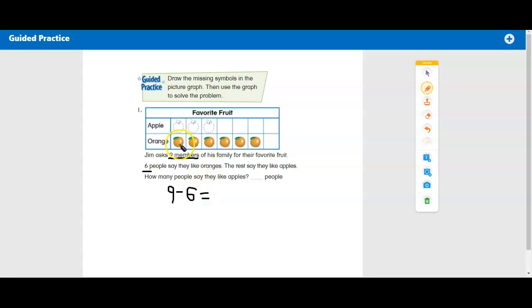In our picture graph, we can see the 6 family members who chose orange. And after we subtract 9 minus 6, we get the answer of 3. So then we would fill in the 3 apple spots in our picture graph. They don't have to be perfect either. So how many people say they like apples? 3 people.